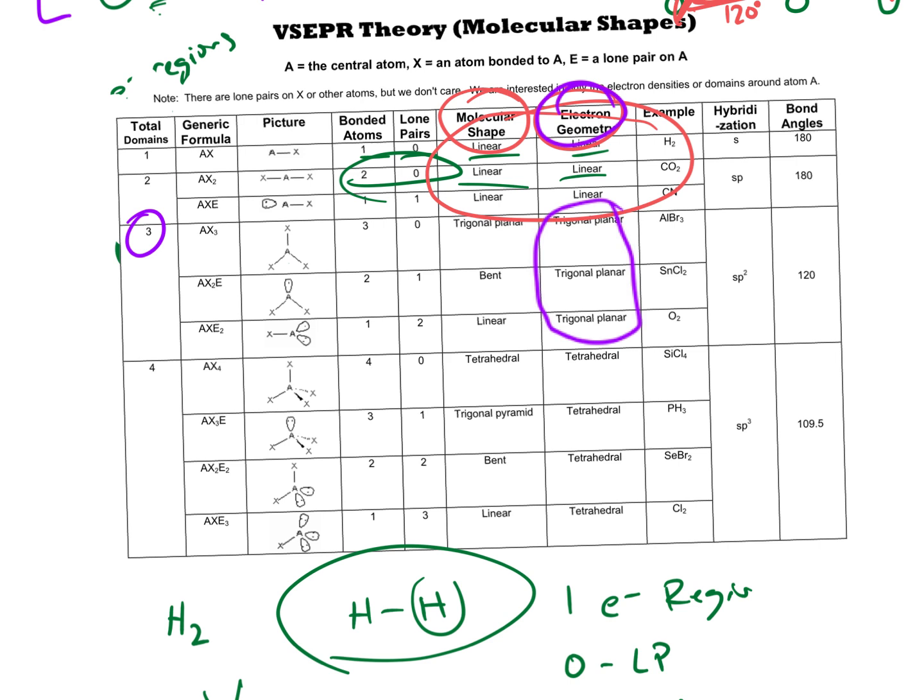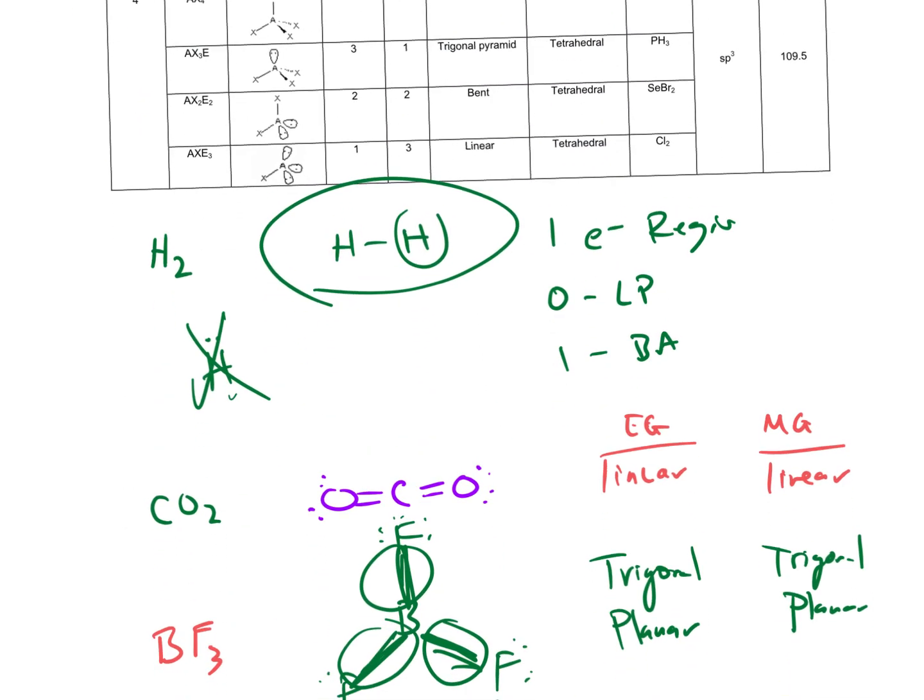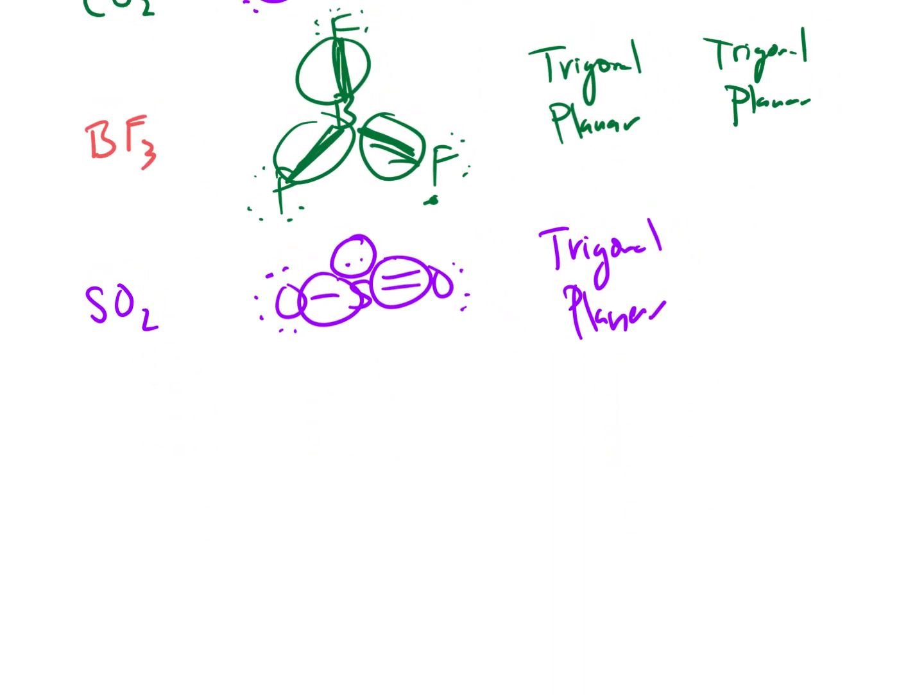But the more important shape that we're after is the molecular geometry. That's the main one we got to know, okay? So what's the molecular geometry for this? Bent. Right? This guy pushed these 2 down, making it bent.